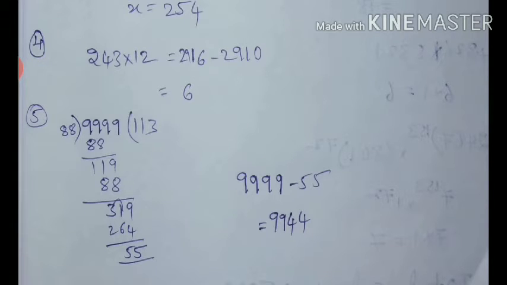Which of the greatest 4-digit number is exactly divisible by 88? We know that the greatest 4-digit number is 9999. Divide that with 88. So we are going to get 55 is the remainder. So we must subtract that remainder from 9999 so that the number is 9944. That must be divisible by 88.